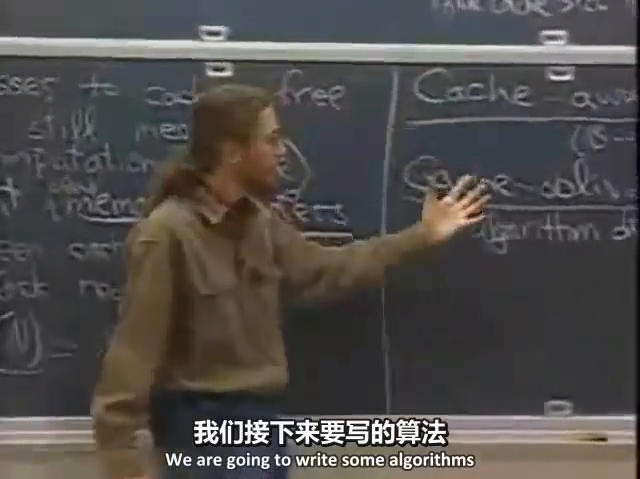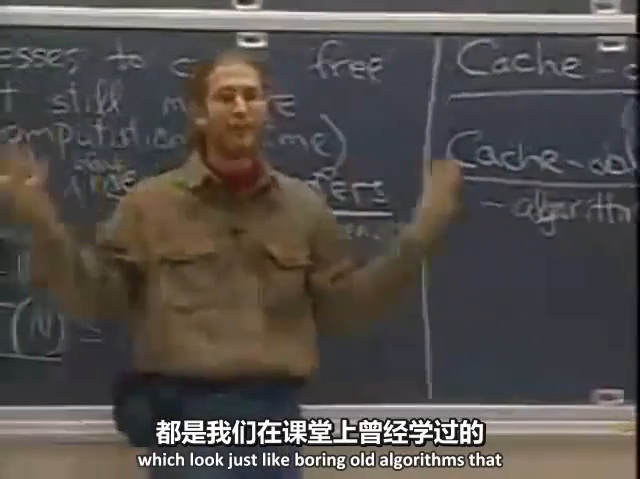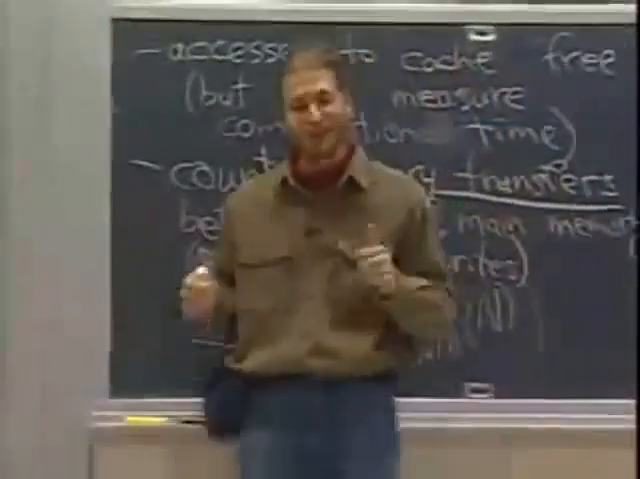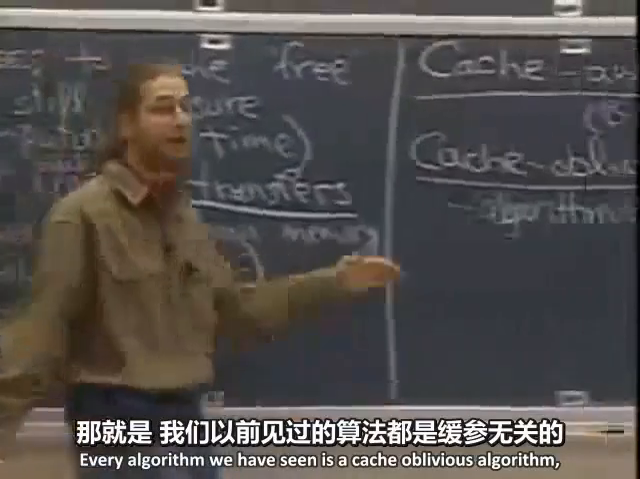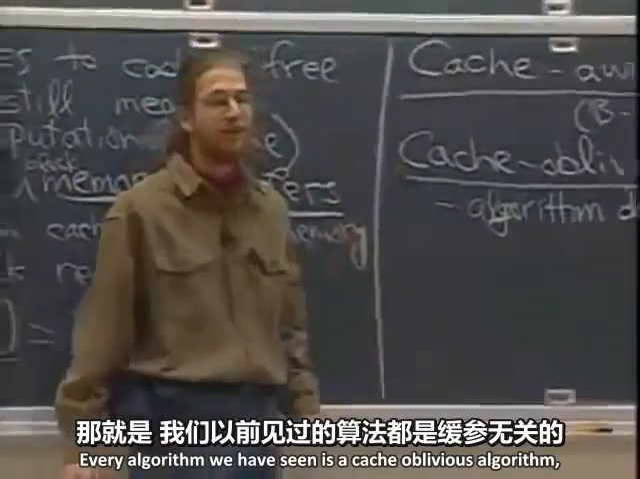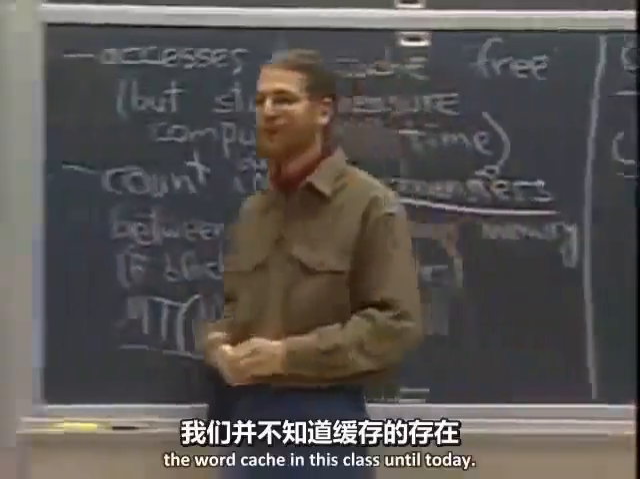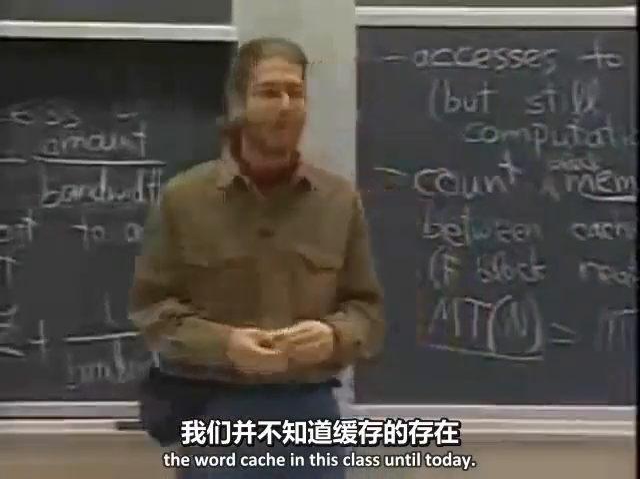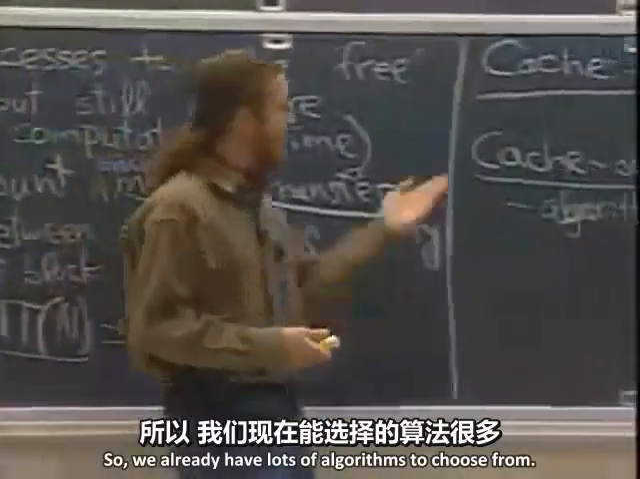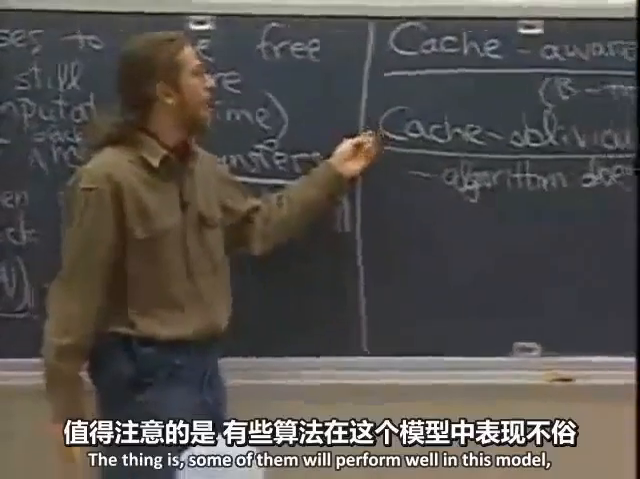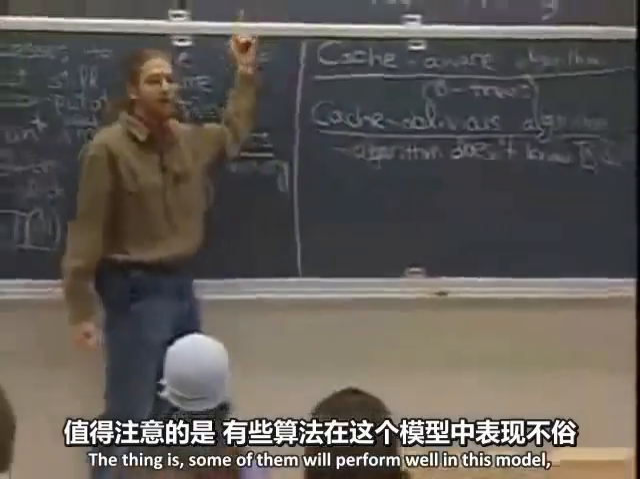So we're going to write some algorithms which look just like boring old algorithms that we've seen throughout the lecture. That's one of the nice things about this model. Every algorithm we have seen is a cache-oblivious algorithm, right? Because we didn't even know the word cache in this class until today. So we already have lots of algorithms to choose from. The thing is, some of them will perform well in this model and some of them won't.